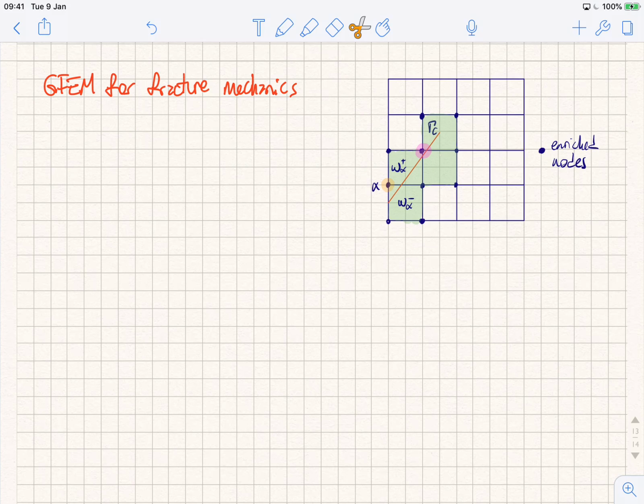If you introduce a crack in that location, that basically translates into a displacement jump along that discontinuity, and this is a strong discontinuity as opposed to what we have been doing before. In the previous lectures, we were dealing with weak discontinuities where the jump was in the gradient. Here we're actually dealing with the jump in the field itself, and that's why it's called a strong discontinuity.